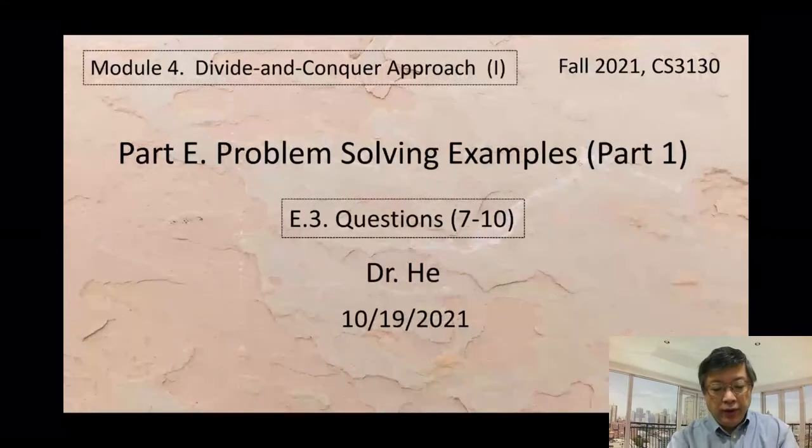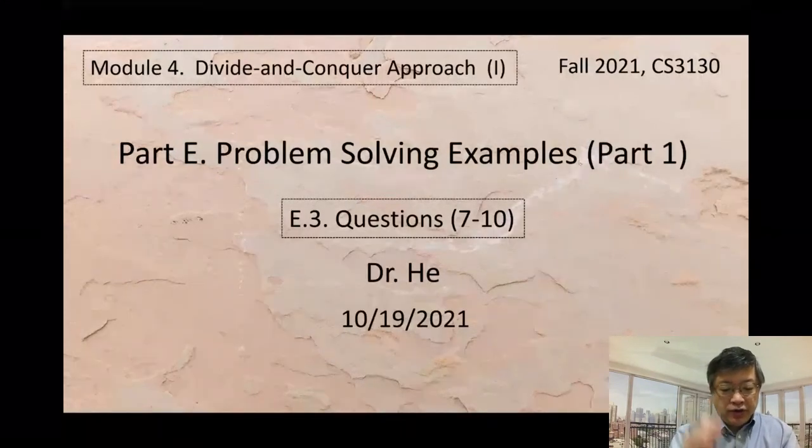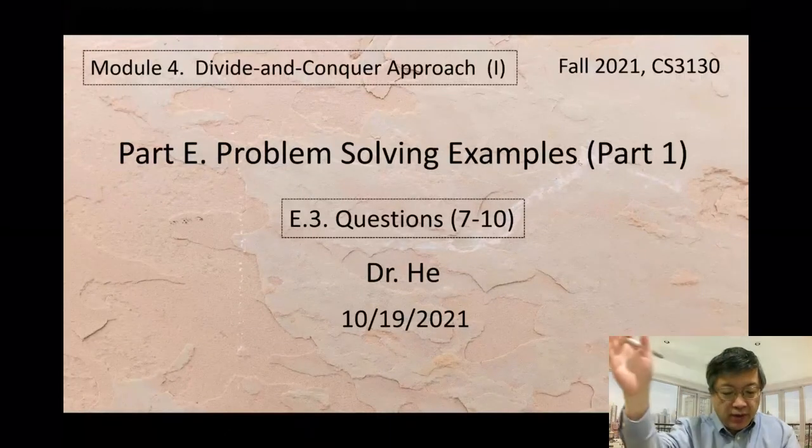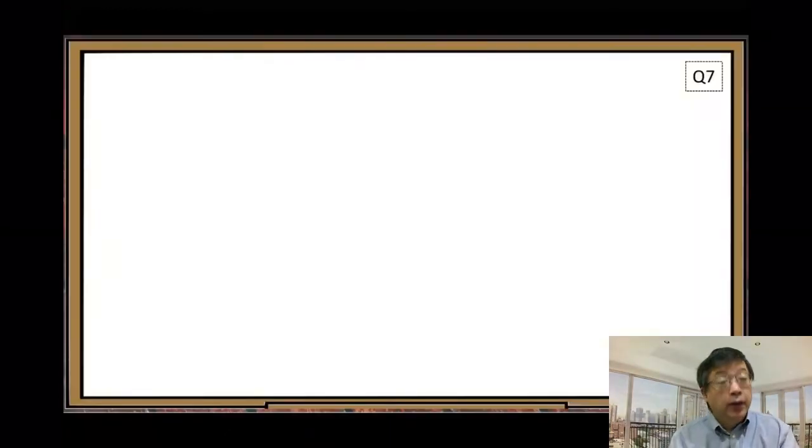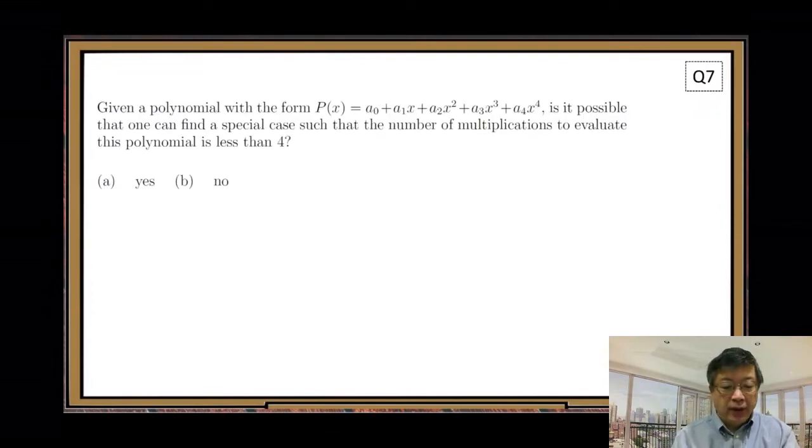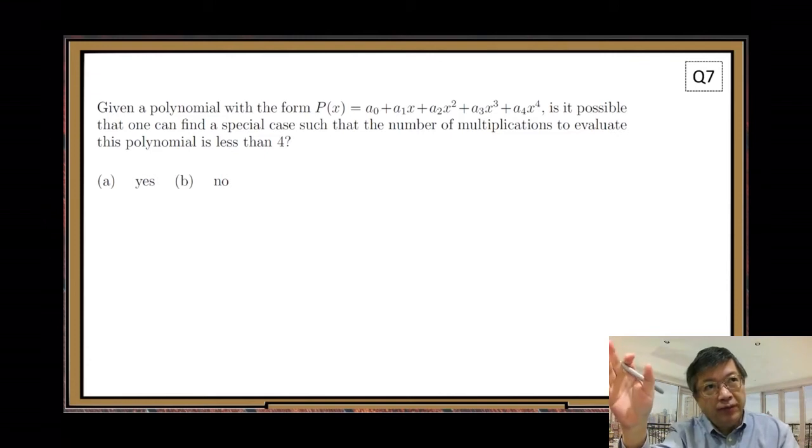E.3. 4 questions. Questions from number 7 through number 10. Now, the first question, question number 7. Given a polynomial with the form, here you can see the degree of this polynomial is 4. 4th degree polynomial. The coefficients A0, A1 through A4, here you have the freedom to choose the coefficients.